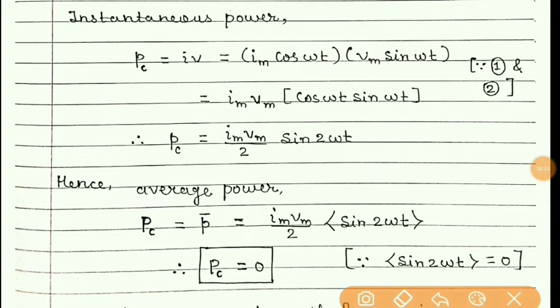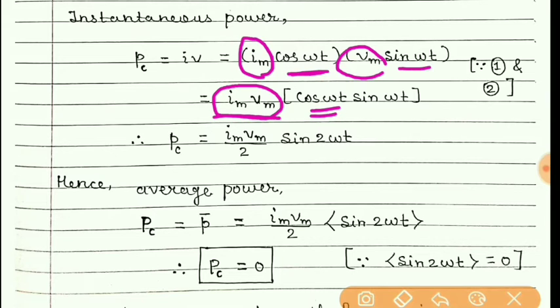Now the amplitude of current and the amplitude of voltage remain constant. That is, it is a constant value. So these are taken out. So what is remaining inside? Cos omega t and sin omega t.